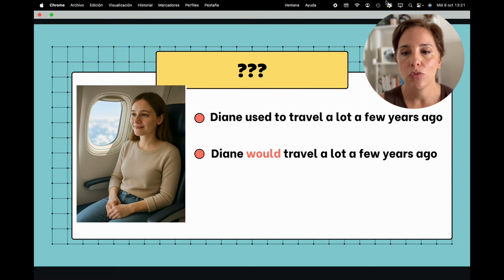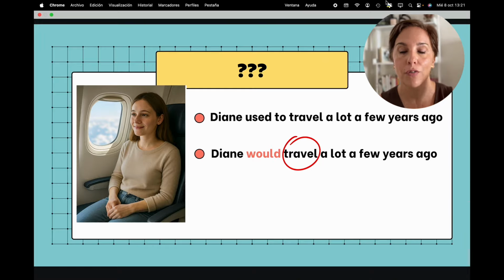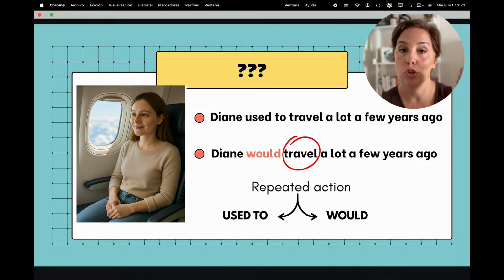Diane solía viajar mucho hace unos años. So the verb travel is an action verb, right? Okay, it implies movement, it's not a state. So with action verbs, with repeated action verbs, we can use both. We can use used to travel, but also we can use would. She would travel a lot a few years ago, and the meaning is exactly the same. But the effect or the result that you obtain is much, much better because would is more sophisticated and I highly recommend it whenever you have the chance, okay?